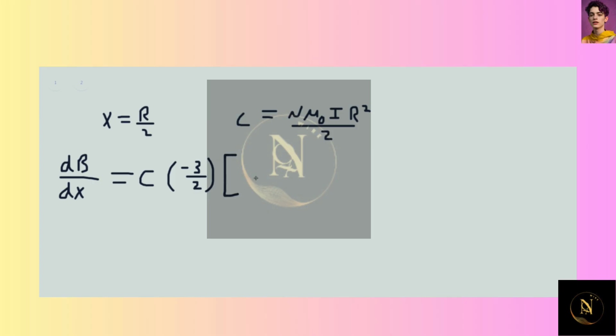We have 2x because you have x squared in there. And then now this is x squared plus r squared. And it was originally raised to the negative 3 halves, but negative 3 halves minus 1 is negative 5 halves. So now it is raised to the 5 halves.